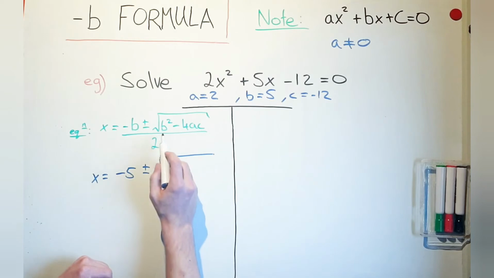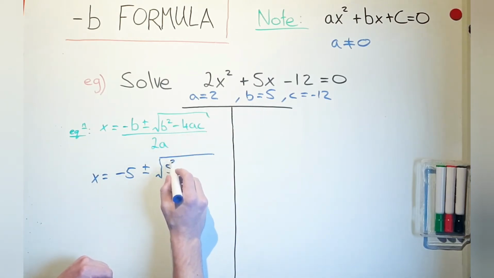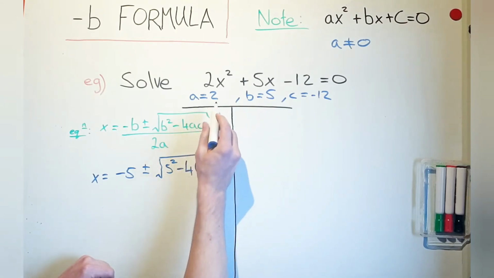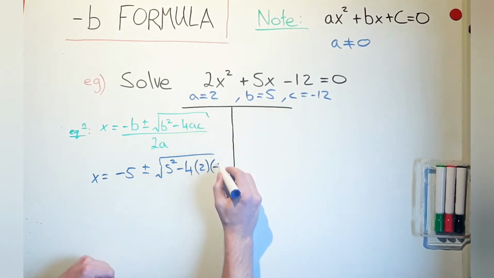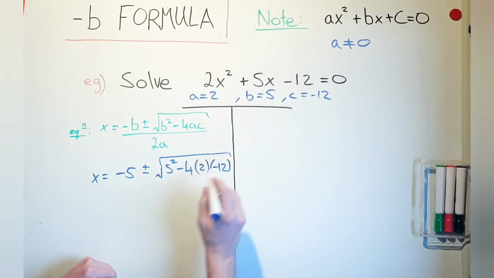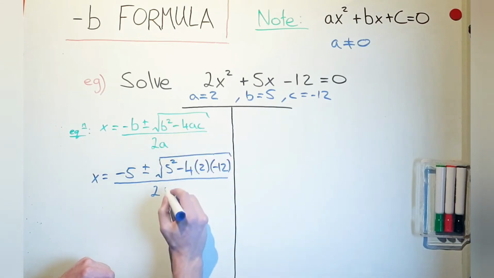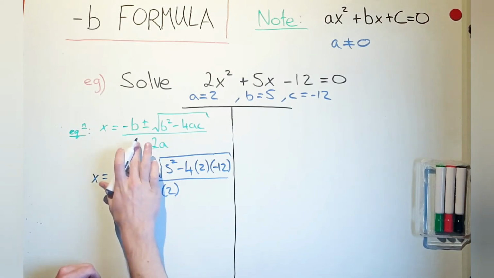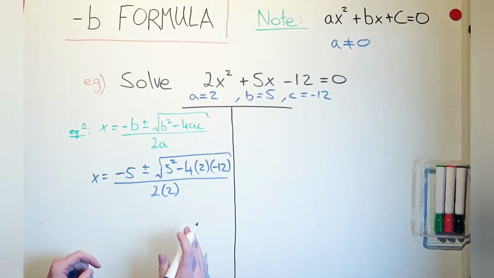Under the square root, we have b squared, so we pick up our b and put it in. So that's 5 squared, minus 4, our a is 2, our c is minus 12. And don't forget that all of that is divided by 2a, where a is 2. So now we've broken down this minus b formula, inserted numbers in for the variables, and now we're just left with an equation containing numbers.